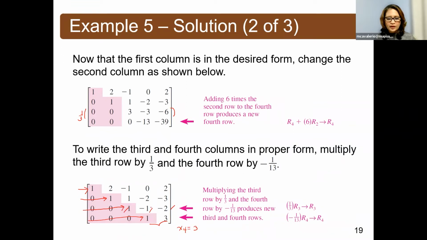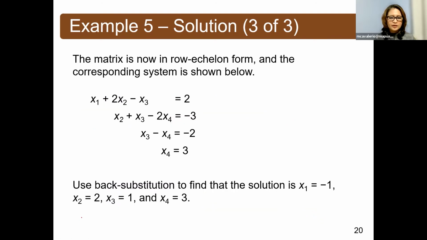And we can now apply our back substitution to solve for x sub 3. And then once we know x sub 3, which is simply negative 2 plus 3, which is positive 1, we can now apply back substitution again to find x sub 2. And once x sub 2 is obtained, we can now find x sub 1. Now let's see what are the answers.